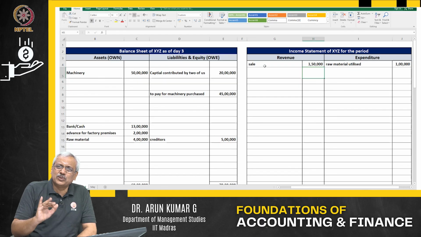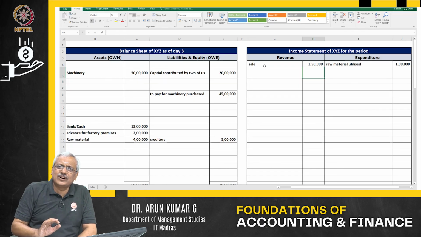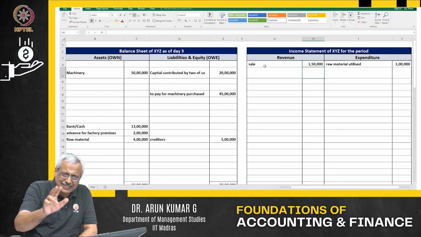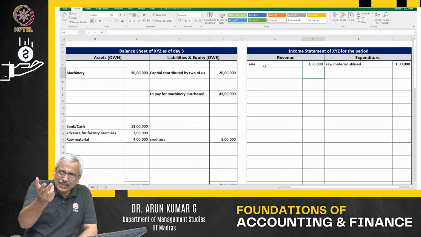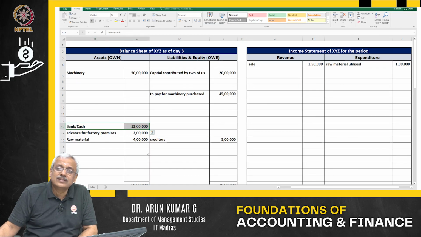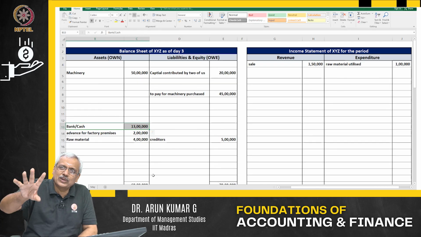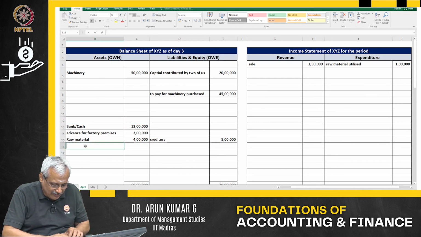My sale has taken place. Ownership of the finished goods is not with me, it has transferred. The sale has occurred, the revenue has occurred. But have I got money? If I had got money, my cash balance would increase. I have not received the money, but I am eligible to get it. That is, it is an asset for me.